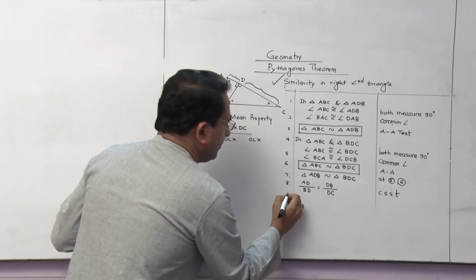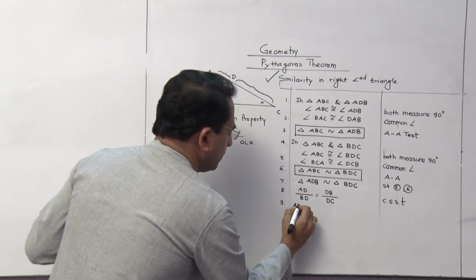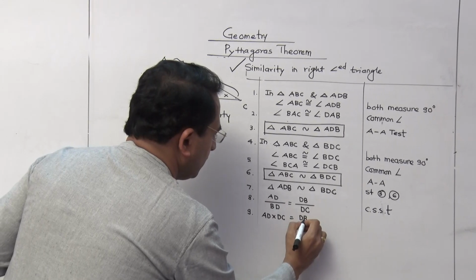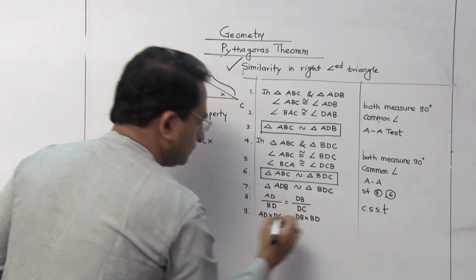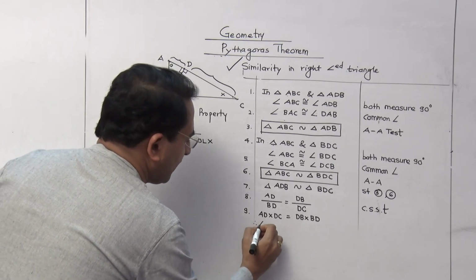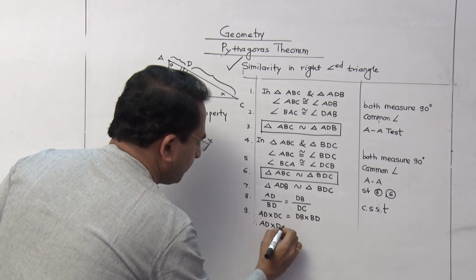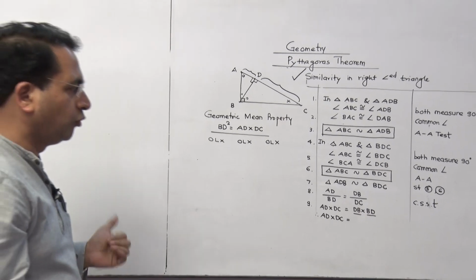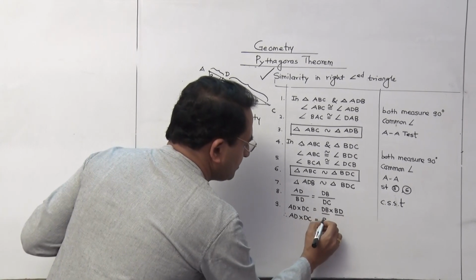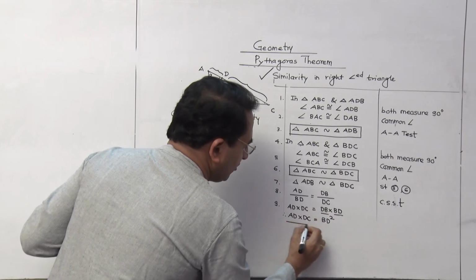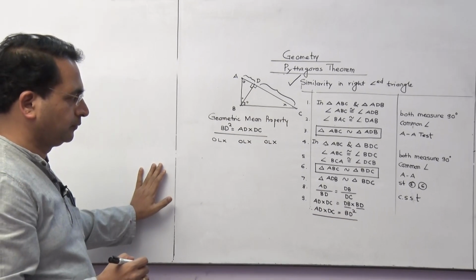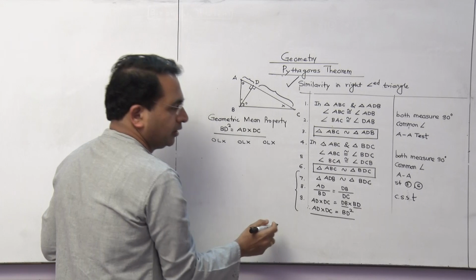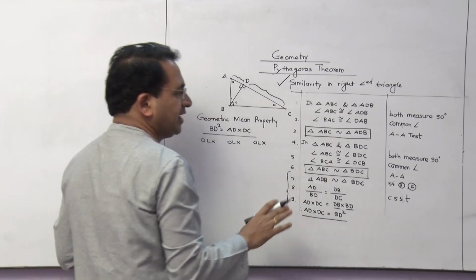Now we will do cross multiplication here. It is AD multiplied by DC, equal to DB multiplied by BD, or not? That is, AD multiplied by DC. See, DB and BD are one and the same, so we can write this part as BD square. I think this is what you were required to prove. So only the last part we have to modify, but the basic method is the same.